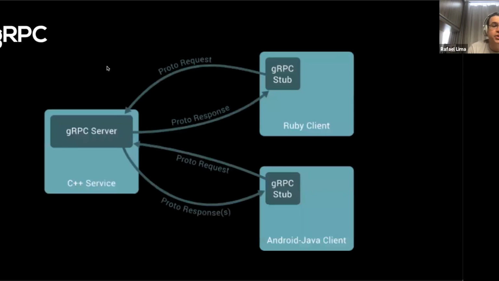Cool. So I took a look at gRPC, which is a Google RPC implementation. And I found it really intriguing because it's basically communication between two systems, and those systems can be in different languages. So I can have my server in C++, and I can have a client in Ruby or in Android.